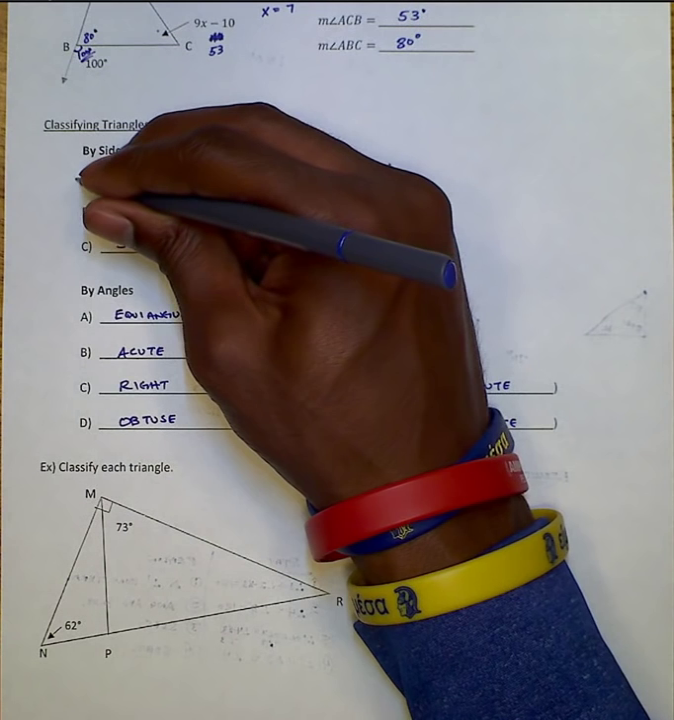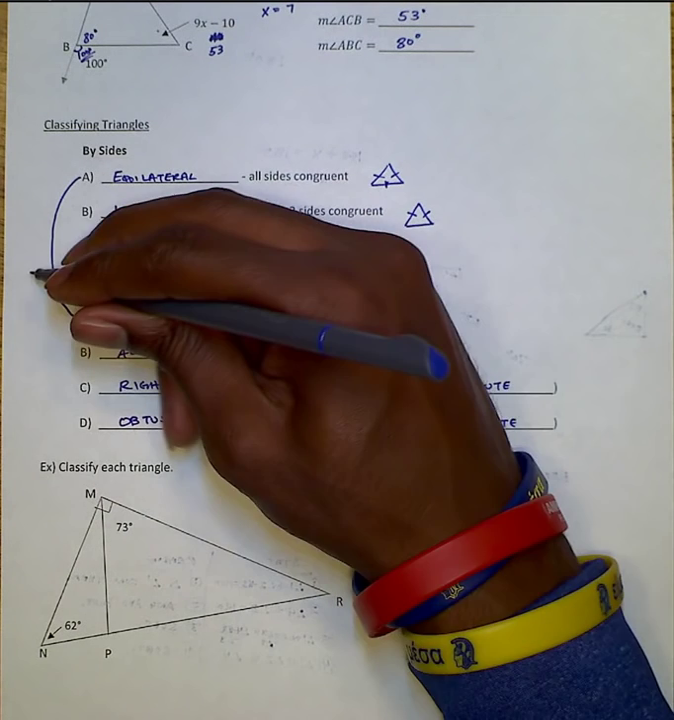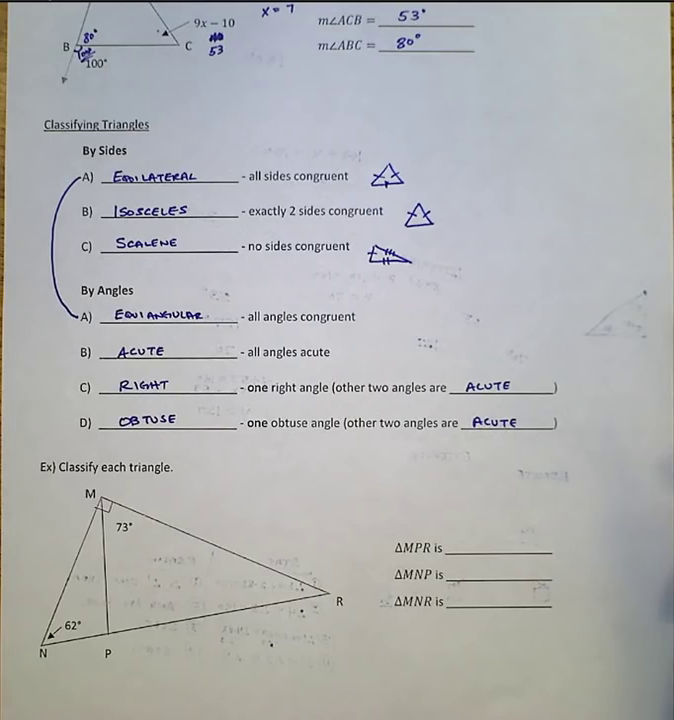Quick thing here. Equilateral and equiangular triangles. If a triangle is equilateral, it'll be equiangular as well, always. And we typically call that a regular triangle. But we'll look at that more later.